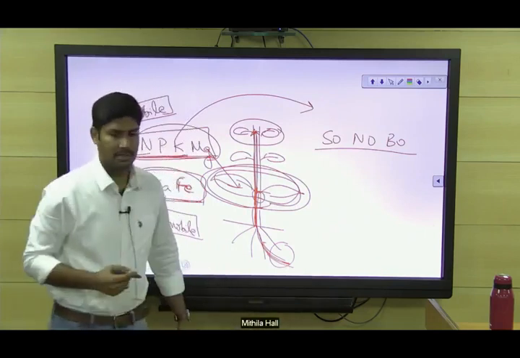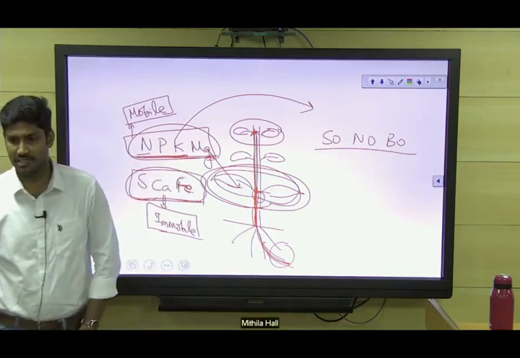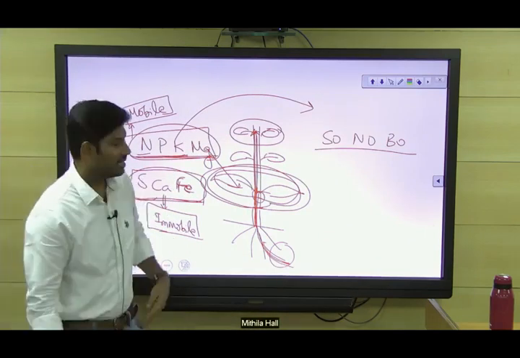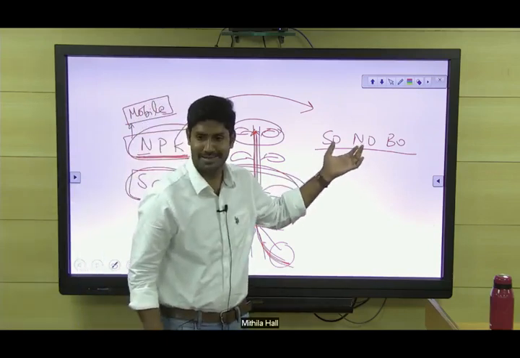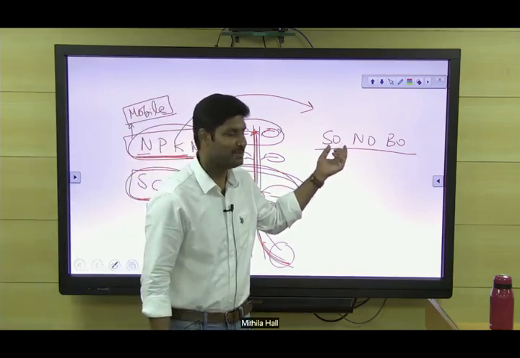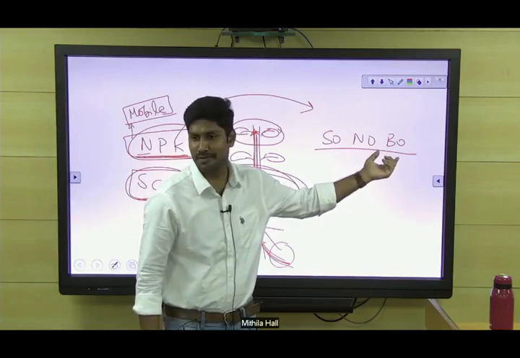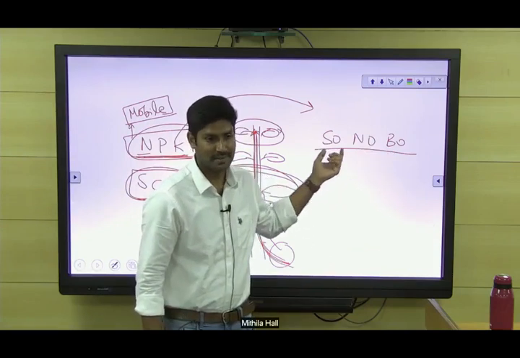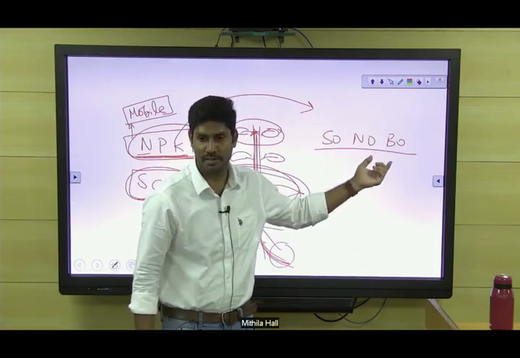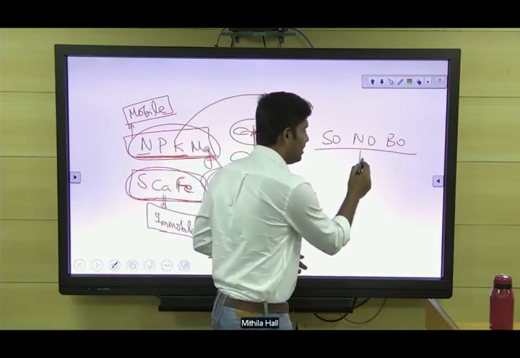Okay, in the class I will teach you a lot of code words, shortcuts. So there is no meaning for Sonobo, just Sonobo. Sonobo means sulfate, nitrate, boron. Okay, 3 nutrients: sulfate, nitrate, boron. So they are highly mobile in the soil.